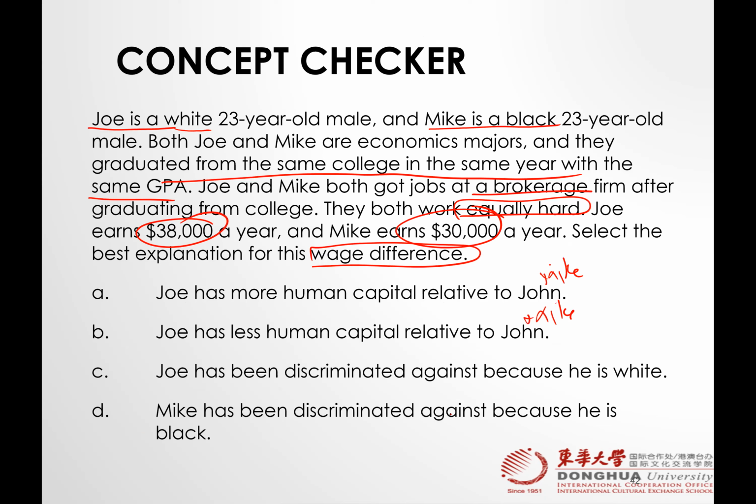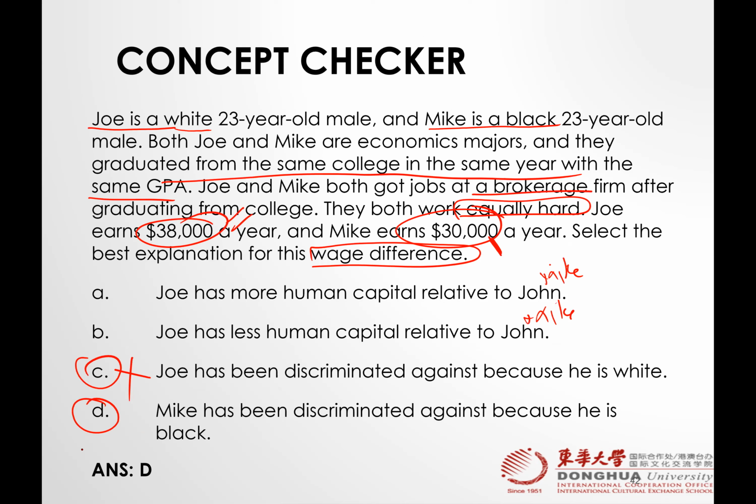Okay, the question says everything is equal. They have equal human capital, which means equal education, equal CGPA, the same college. There is no chance to get a higher salary because both have the same chance. Both are hardworking. The only thing left is who is discriminated: the person who gets a lower salary, not the higher salary. So Joe has been discriminated against for being white? No, he's not discriminated. He's given a higher salary. He is given privilege. Many students get confused about C and D.